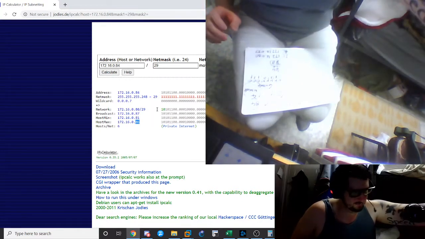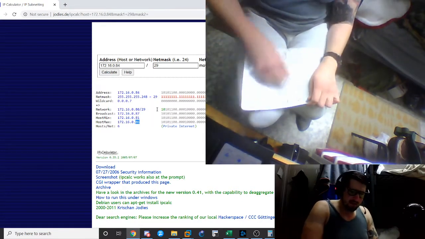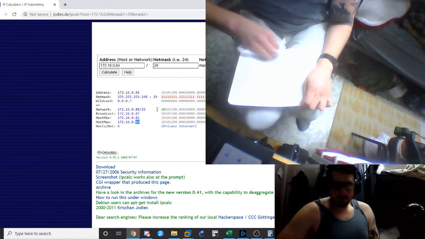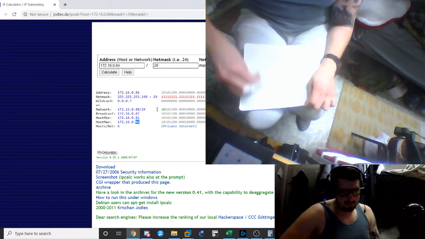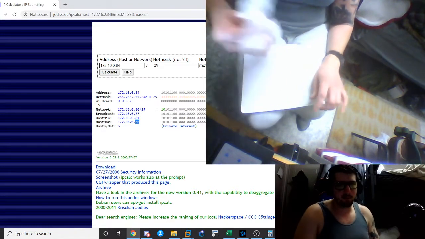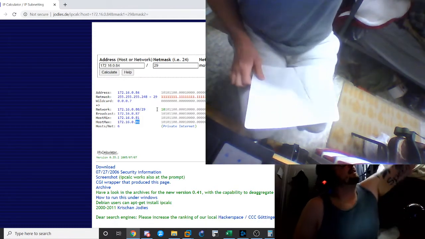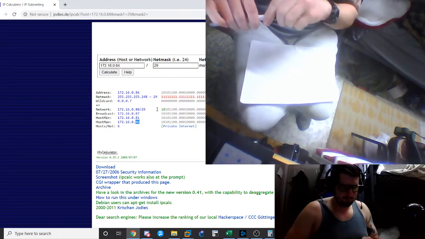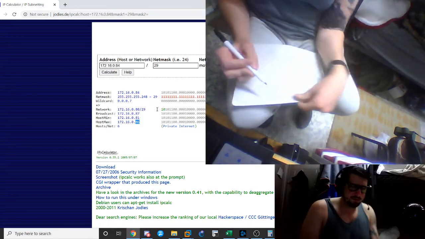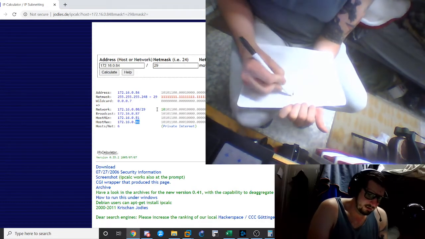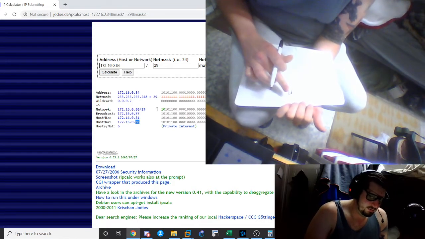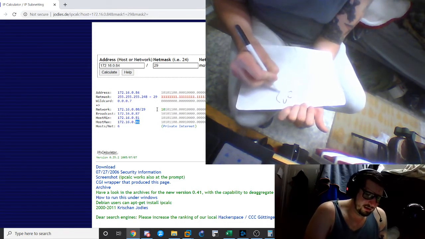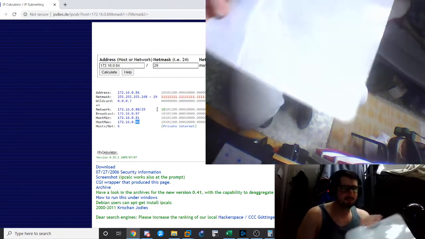So let me just give a Class B the old college try, and I'm going to pull up the Windows calculator to do some minor calculations to determine the usable. The usable for Class Bs is a little more difficult because the formula is 2 to the power of n, do this first and then subtract 2 from that.